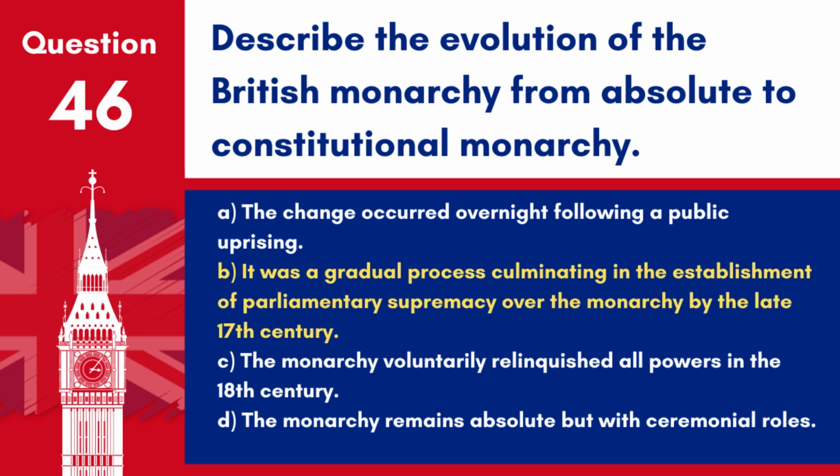Answer: B. It was a gradual process culminating in the establishment of parliamentary supremacy over the monarchy by the late 17th century. This evolution was marked by significant events like the signing of the Magna Carta and the Glorious Revolution, which progressively limited the powers of the monarchy.